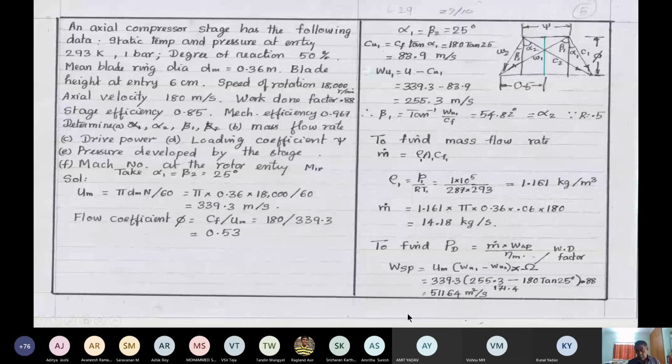Now, for the drive power, you have to initially calculate the specific work. Then drive power is m dot into specific work divided by mechanical efficiency. Specific work is work done factor into delta WU. See, remember, this is nothing but change in Cu component, which is also equal to change in W component. So here in this equation, change in W component I have taken into this factor, work done factor.